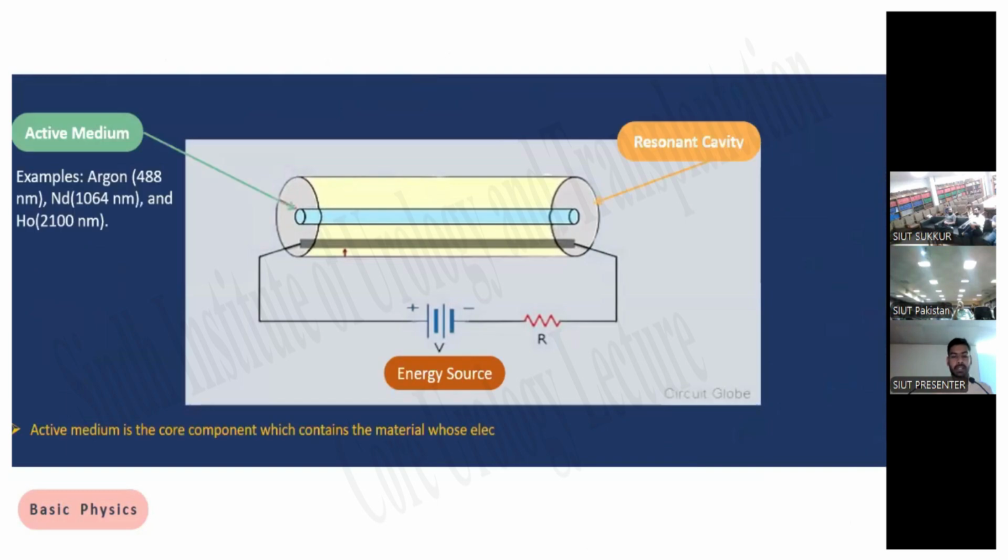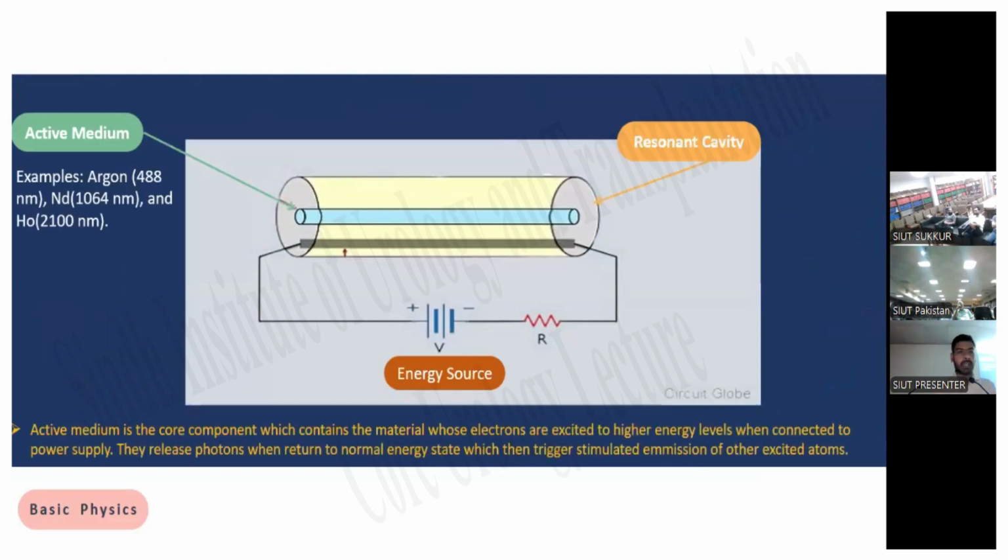So let's understand the mechanism of a laser machine or a laser device. Basically, there is an active medium that is placed. That is a core component of this device. The active medium can use argon or holmium, as we know, and neodymium, carbon dioxide, all these.